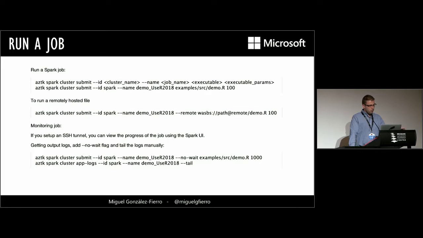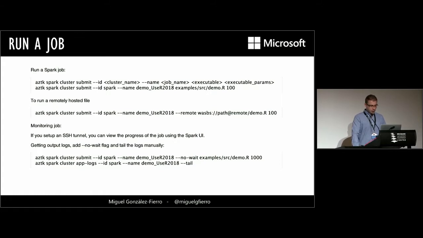You can also compute files that are hosted in a blob, and this wasbs is just the URL of an Azure blob. And you can monitor your job through an SSH tunnel. This will show in a Spark UI. And also you get the logs of your script, and you can take a look at that.